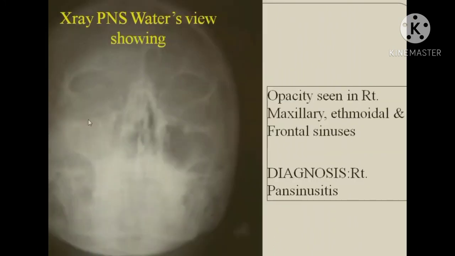Now this is a case where we are seeing an X-ray nose and paranasal sinus Waters view, and we are clearly able to visualize the opacification in the maxillary sinus, the frontal sinus, and the ethmoidal sinus of the right side. So all the anterior group of sinuses of the right side are involved here, and all of these sinuses actually drain into the middle meatus. So conditions like concha bullosa or an abnormal configuration of drainage can lead to sinusitis involving all the anterior group of sinuses, and this is known as right pansinusitis.